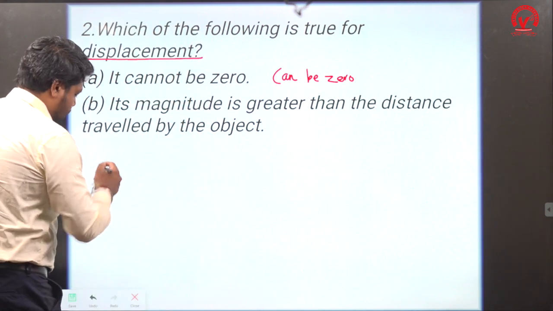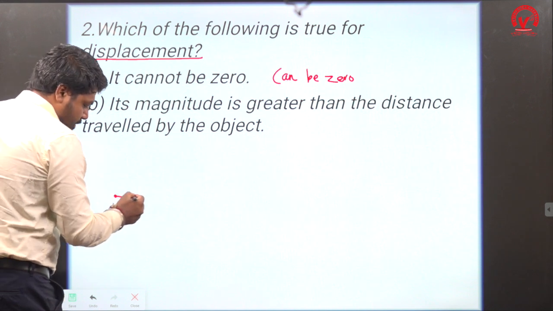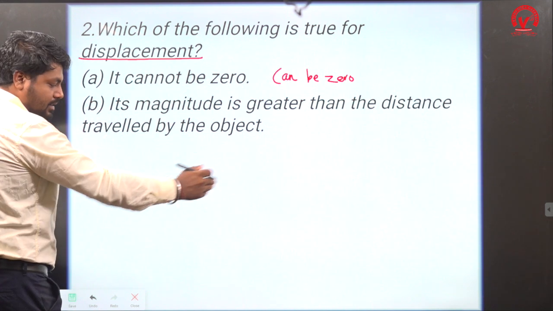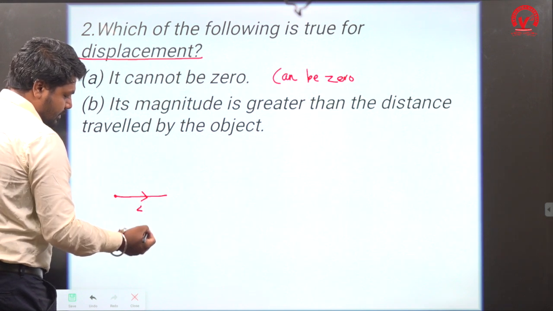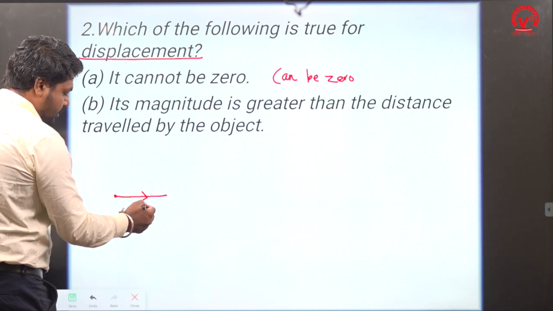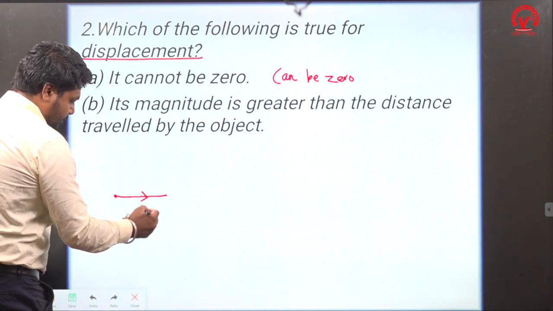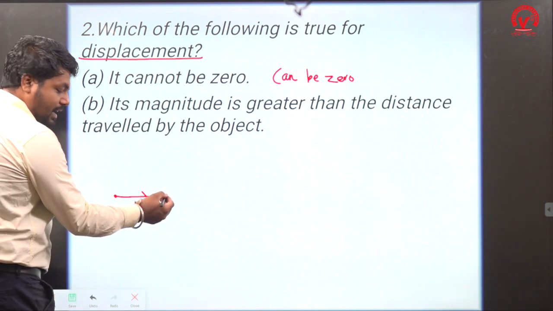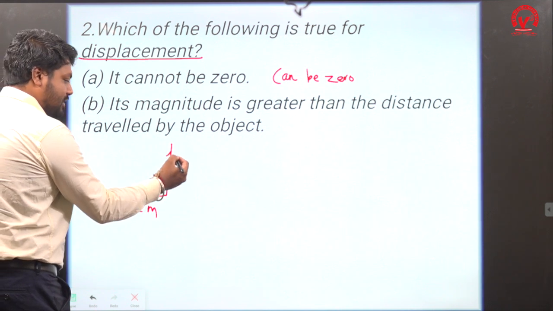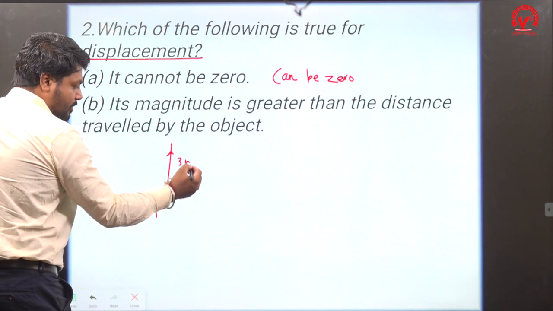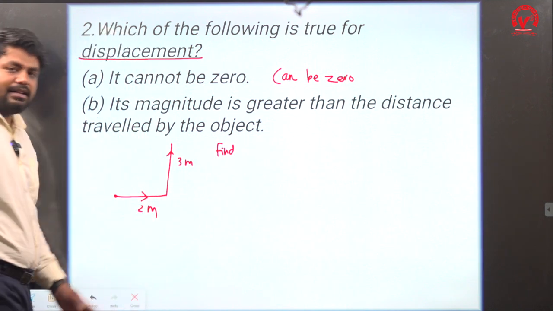Okay. See an example: a particle travels towards east for 4 meter. Let's say 4 meter. So, a smaller number, we can take 2 meter. Then after travelling 2 meters, it heads towards north and it travels for 3 meter. Find distance and displacement.